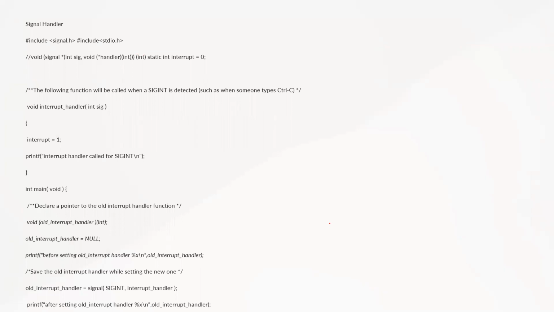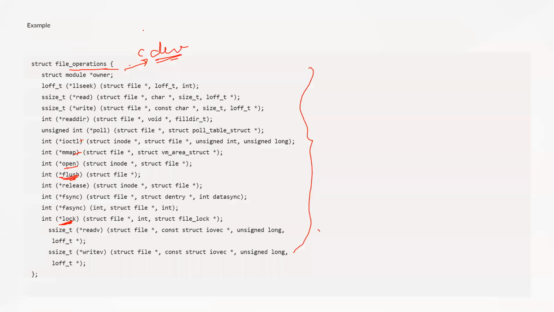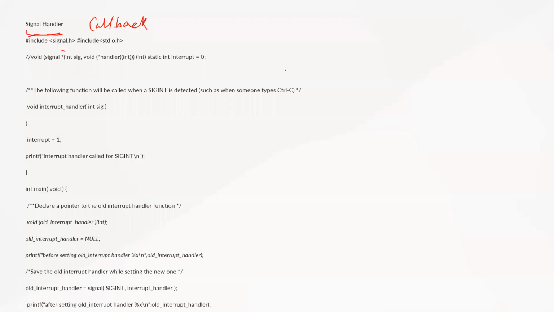And one more example of the callback function is the signal handler function pointer. So here in the signal handler, this is a good example for the callback, and this is a good example for the function pointer. Why callback here? Because based on the event of type SIGINT, this interrupt handler will get called back from here. I will show you this in the example.